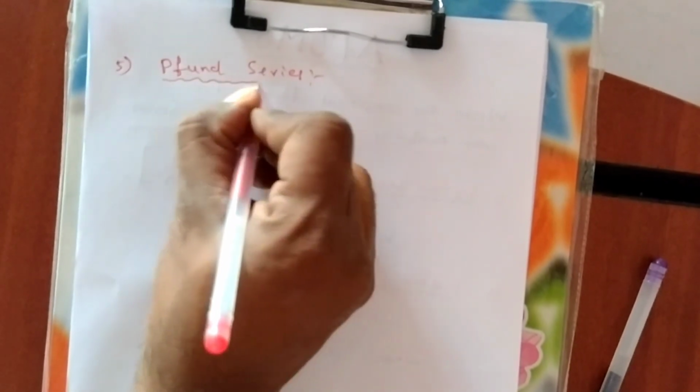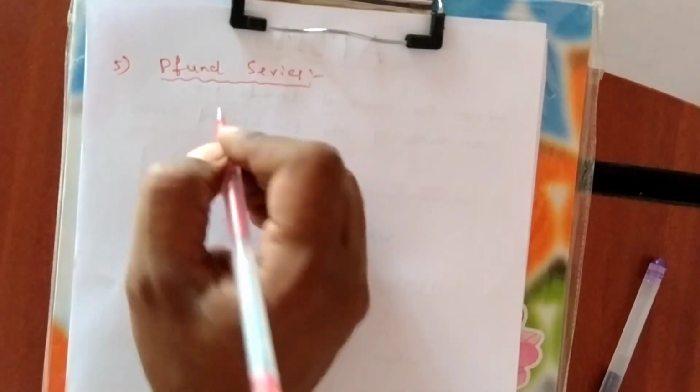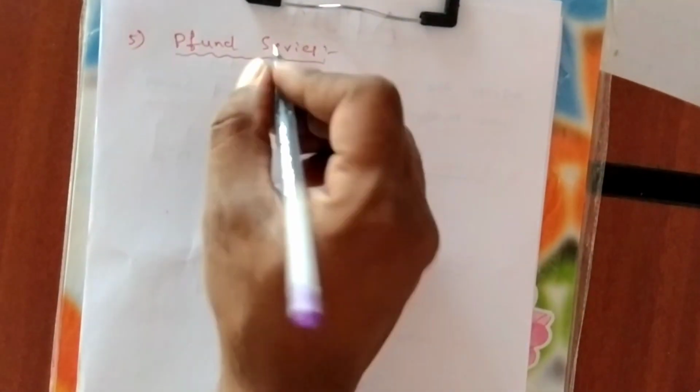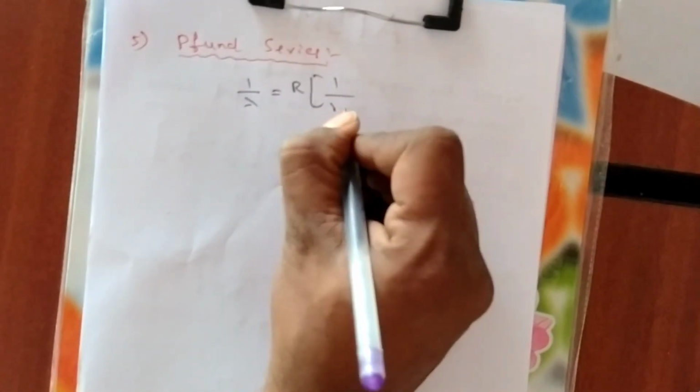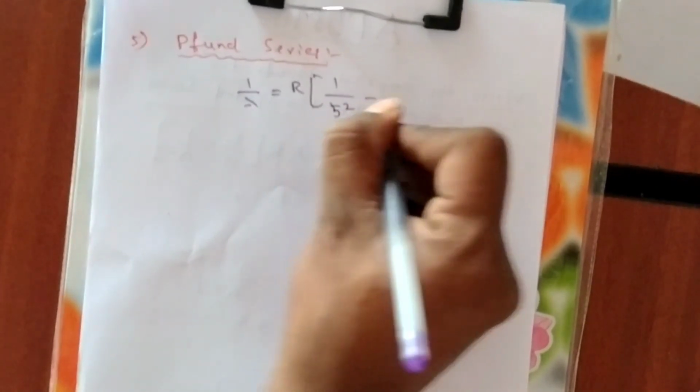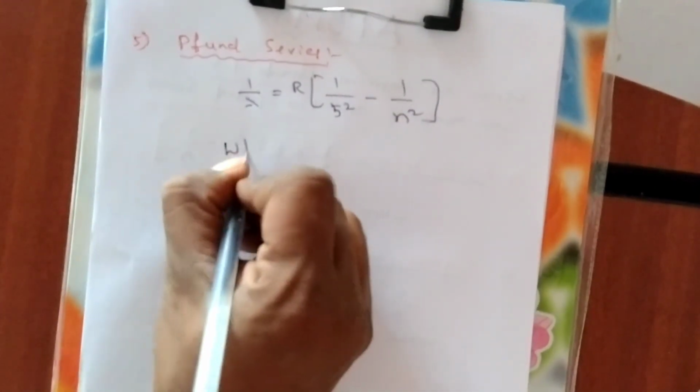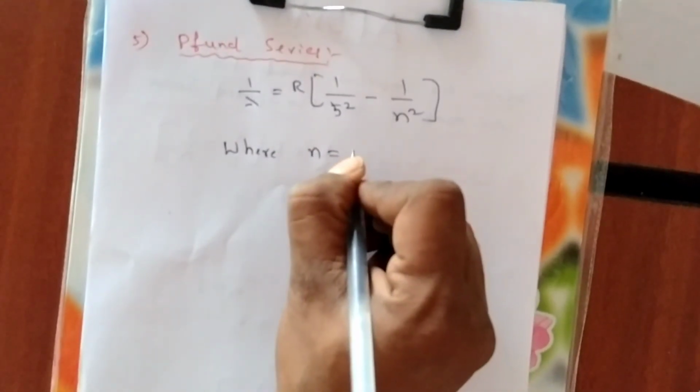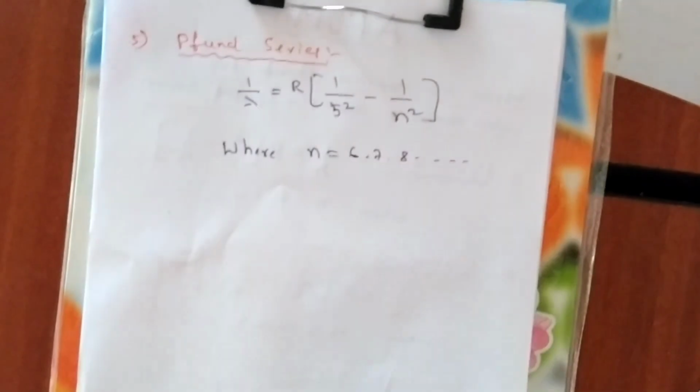Next one, the fifth orbit, the Pfund series. When electrons jump from a higher orbit to the fifth orbit, 1 divided by lambda is equal to R into (1 divided by the fifth orbit, 5 square, minus 1 divided by n square), where n is equal to 6, 7, 8, and so on. When an electron jumps from a higher orbit to the fifth orbit, that is called the Pfund series.